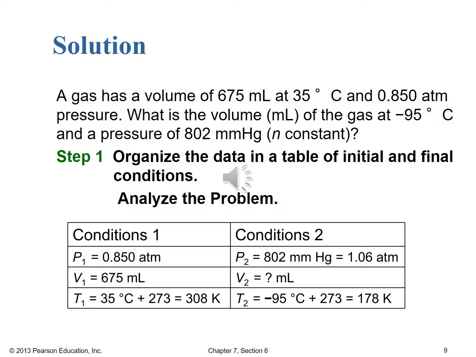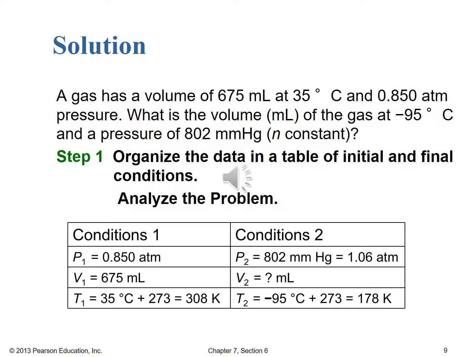Conditions 2, we have pressure now in millimeters of mercury, 802 millimeters of mercury, so I preferred to convert that into atmospheres, since atmosphere is the more typical unit. You could have converted the P1 from atmospheres to millimeters of mercury. The key was just to have like units at the end, and that gives 1.06 atmospheres.